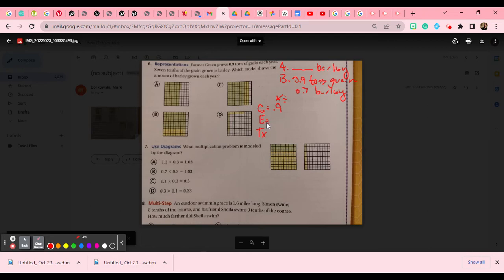7/10 of the grain is barley. So I'm going to put my 7 here. What we're looking for, class, is our total. We're looking for our total amount of barley, the amount of barley grown. This is what we're looking for. So we're going to be multiplying.